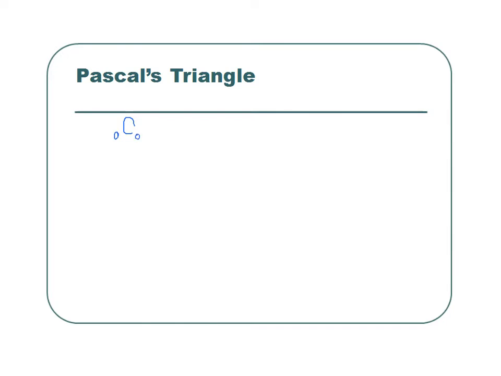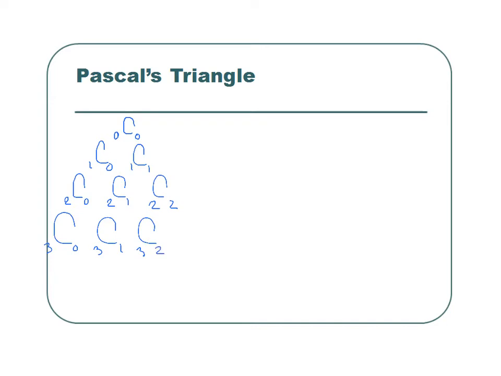If you took 0 choose 0. Or maybe you had 1 choose 0. Or 1 choose 1. Or maybe you had 2 things and you did 2 choose 0. Or 2 choose 1. Or 2 choose 2. Or 3 things, choose 0. 3 choose 1. 3 choose 2. 3 choose 3. And so forth. And if you went and calculated all of those, you would end up with Pascal's triangle that looks like this. It has a 1, then a 1 and a 1, and then a 1, 2, 1, 1, 3, 3, 1.